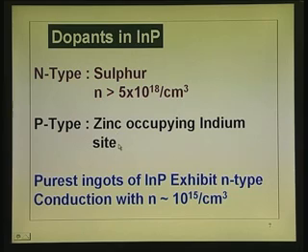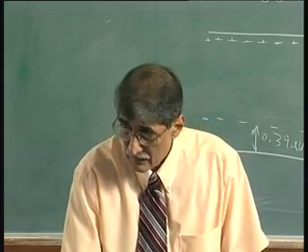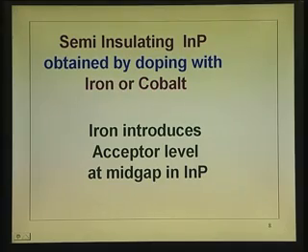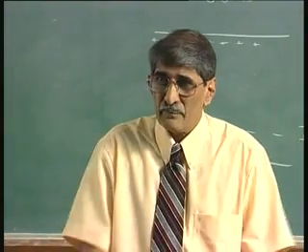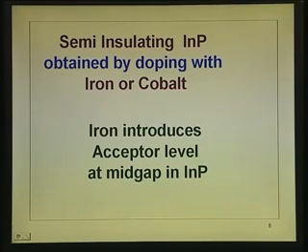Now, purest ingots of indium phosphide exhibit n type conduction with 10 to the power 15 per centimeter cube, just like what you saw in gallium arsenide. Here, if you want semi insulating indium phosphide, you can't use chrome. You cannot say chrome will introduce a level at the center of the forbidden gap for all materials. It does so for gallium arsenide. For indium phosphide, iron introduces an acceptor level at the mid gap. So, you can get semi insulating indium phosphide by doping with iron.